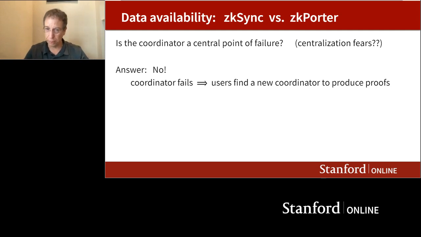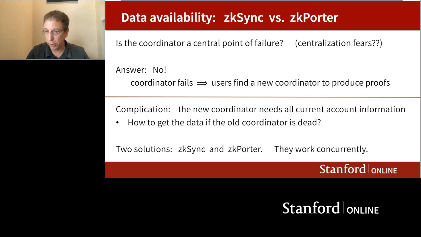Yeah, so the coordinator cannot cheat because it can't produce proofs if it tries to do invalid transactions. And even if it dies, it's not the end of the world. Users can simply use a different coordinator that will produce proofs. There's one wrinkle, which is if the coordinator dies and we need to start a new coordinator, somehow this new coordinator needs to get all the current account information in order to be able to produce proofs. And the question is, how do we get the current account information if the coordinator we're currently using is dead and no longer responds? And so there are two solutions to this.